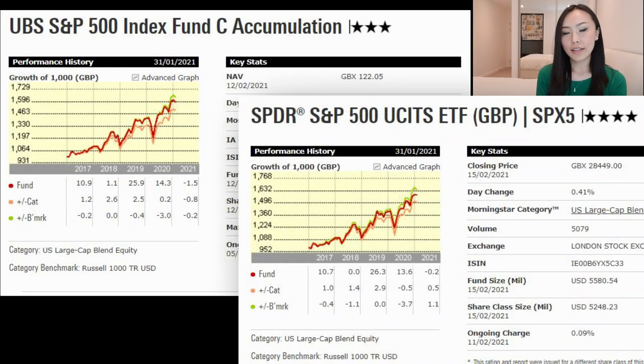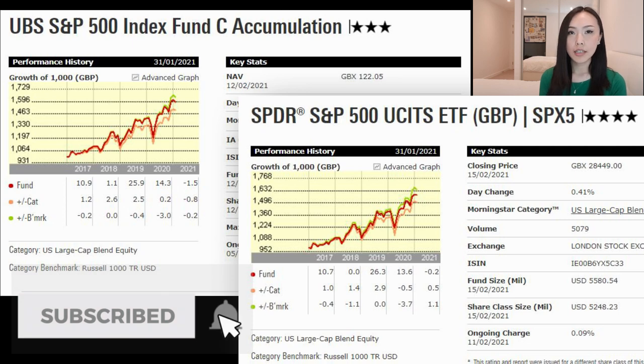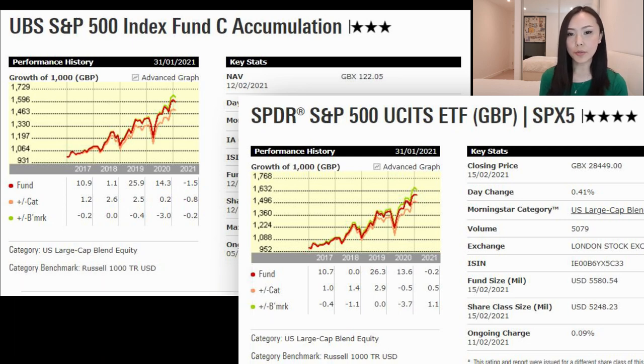As you can see in the two performance tables from Morningstar, there really isn't a lot of difference between the performances of the S&P 500 ETF and S&P 500 index funds, which is an ordinary fund. In fact, in some years, for example, 2017, 2018, and 2020, the index fund actually performed slightly better than the ETF, which is supposed to be more tax efficient. So I don't know exactly why that is.